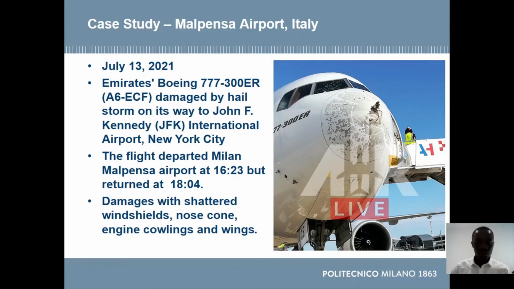Now to illustrate the usage of the program, a case that happened at Malpensa Airport on July 13, 2021 was analyzed. In that case, an Emirates airplane got damaged on its way to John F. Kennedy International Airport, that's New York City, due to adverse weather conditions. The flight departed Milan at 16:23 but returned at 18:04 hours, with damages on its nose cone and windshields, as seen on the image on the right.